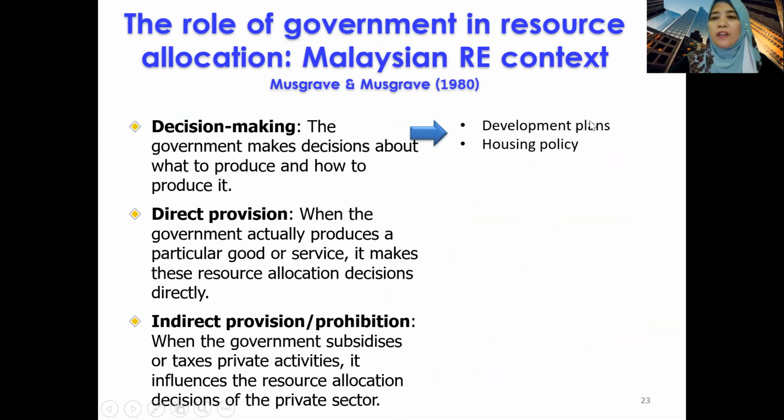In Malaysia, we have development plans and also housing policy. So these are the decisions made by the government through development plans and through our housing policy. If you remember what you learned in your planning, you have the local plan, the structure plan, and the National Physical Plan. So that is the Malaysian development plan.